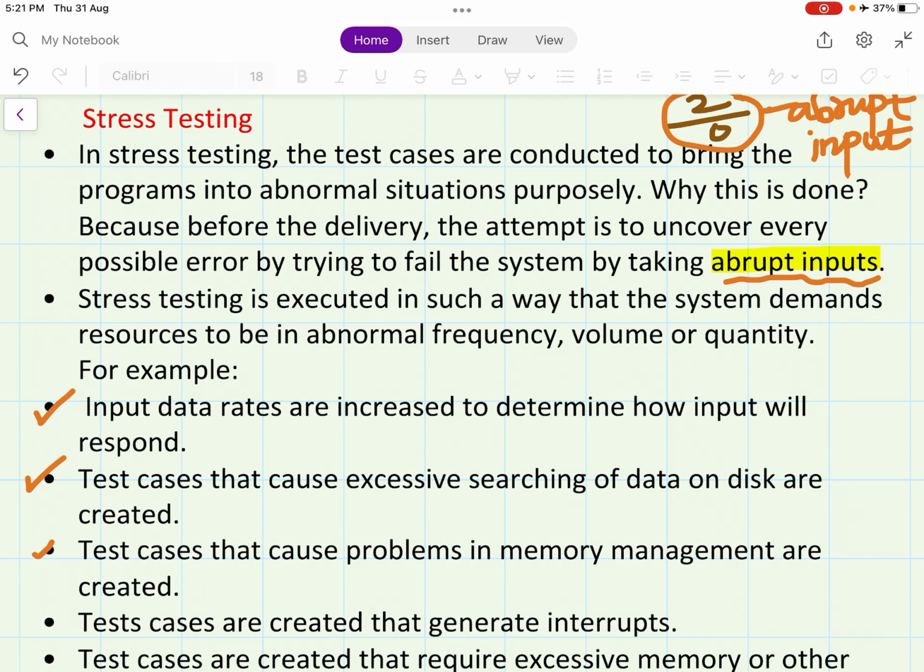2 divided by 0 is a stress condition for the system because the system does not know what output to give. 2 divided by 2, the system knows that the output is 1. But 2 divided by 0, the system comes under stress. So this is called stress testing.